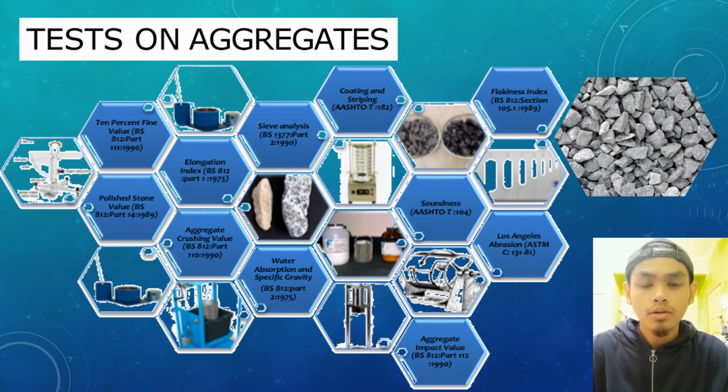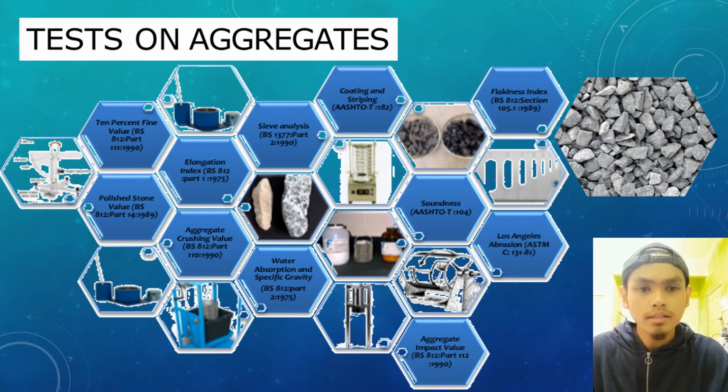There are many tests on aggregate. Number 1, aggregate crushing value test to determine the percentage of aggregate crushed by applying compressive load. Number 2, 10% fines value test to determine the load needed to crush the aggregate to 10% fines. Number 3, aggregate impact value test to determine the percent crushed due to impact load. Number 4, Los Angeles abrasion to determine the percent of degradation under a combination of abrasion or attrition, impact and grinding.